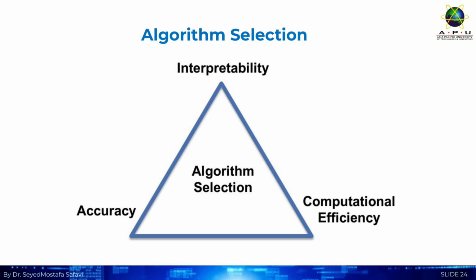Accuracy. How correct are the model's predictions? Computational efficiency. How fast does the model train and make predictions? Can it run in real time? Interpretability. How easily can a human understand why the model made a certain decision? For example, a simple decision tree is highly interpretable, while a deep neural network is often considered a black box.